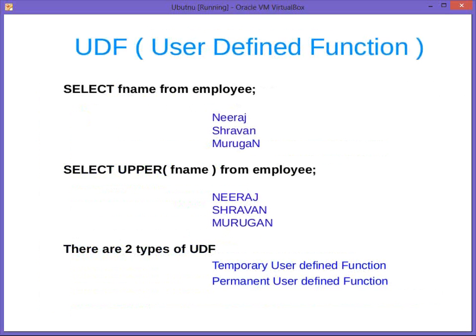But this is something which is inbuilt in Hive. So we will be writing our own UDF as per our own requirement. There are two types of UDF. One is temporary UDF, that is temporary user defined function, and another one is permanent user defined function. We will explore these two things in more detail in the coming slides.